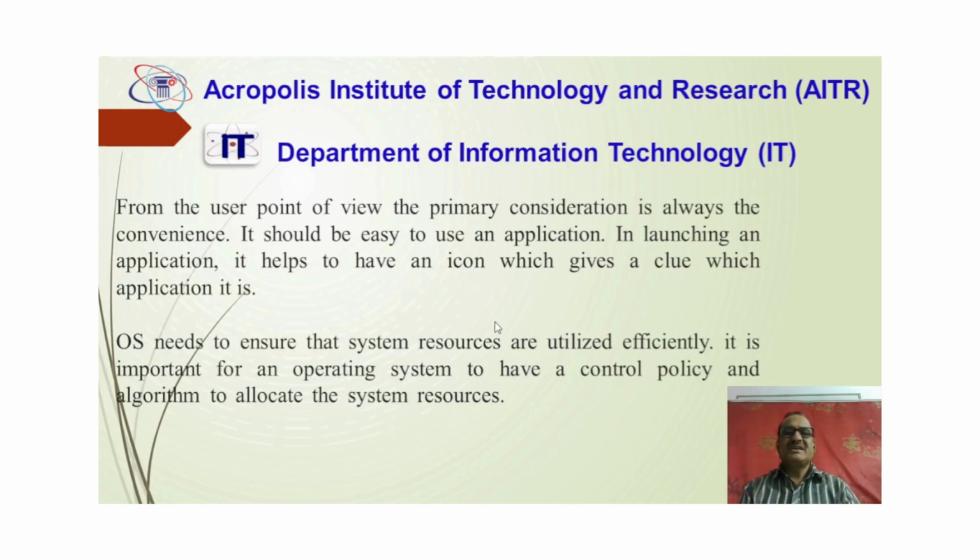So the basic thing is that the operating system needs to ensure that system resources are utilized efficiently. This is the main thing. And it is very important for an operating system to control policy by means of some algorithm so that resources can be managed and allocated uniformly, universally, and without bias. These are the important services, or we can say functioning, of the operating system.